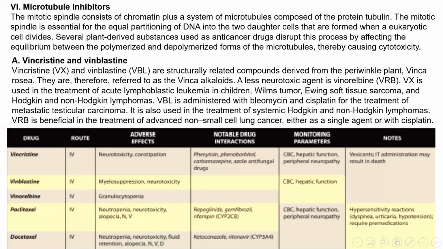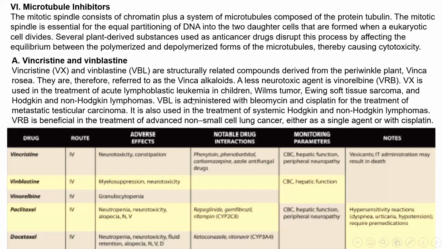The first agents that we have in this class are vincristine and vinblastine, and these are vinca alkaloids. Then there is a new agent that has been developed in this category called vinorelbine, and vinorelbine is also a vinca alkaloid and works by a similar mechanism.